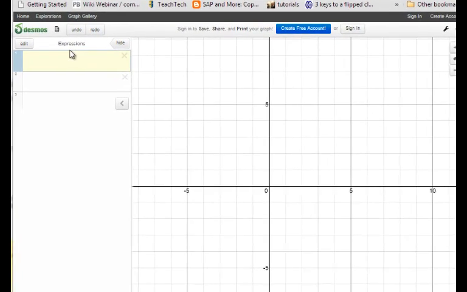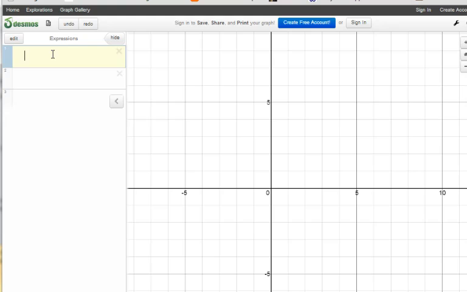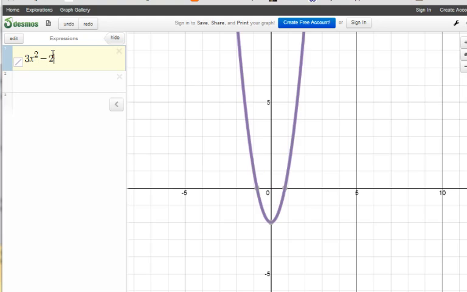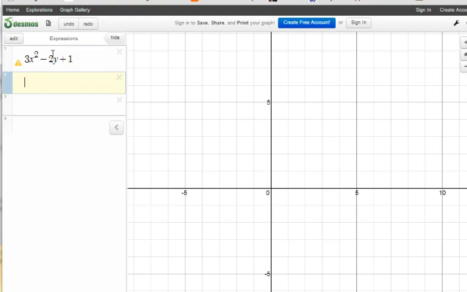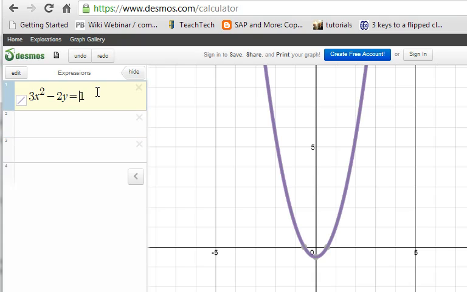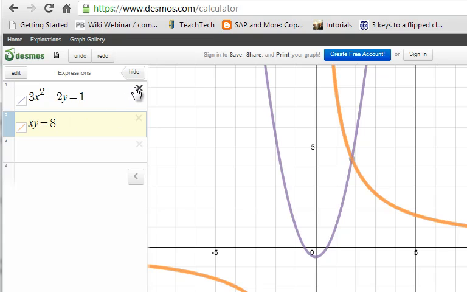I want to graph a few of these live for you. This is desmos.com, a free graphing utility. So let's graph this first one, 3x squared minus 2y equals 1. I just type in 3x. To use an exponent, I press shift 6 for the little caret key. Minus 2y, equals 1, and then press enter. And there's our parabola. This next one was xy equals 8. And there we go. Let me exit out of this one.